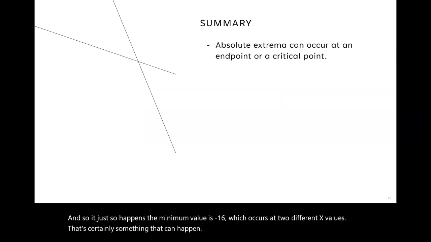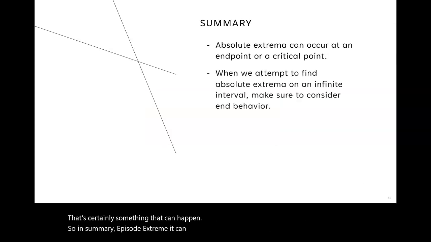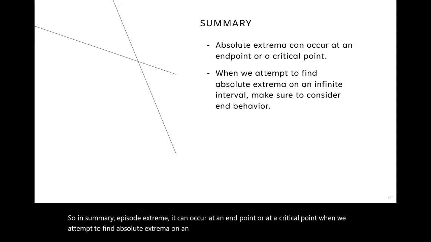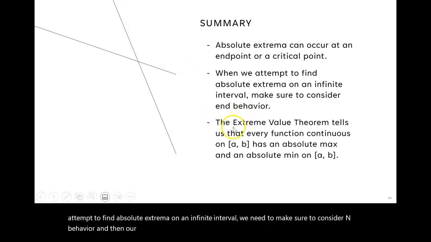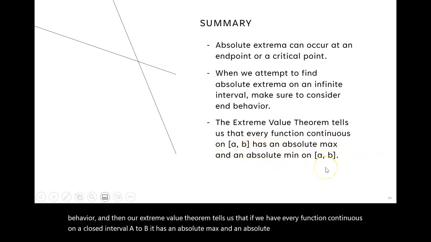So in summary, absolute extrema can occur at an endpoint or at a critical point. When we attempt to find absolute extrema on an infinite interval, we need to make sure to consider end behavior. And then our extreme value theorem tells us that if we have a function continuous on a closed interval a to b, it has an absolute max and an absolute minimum on that interval a to b.